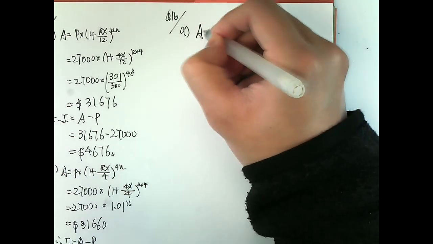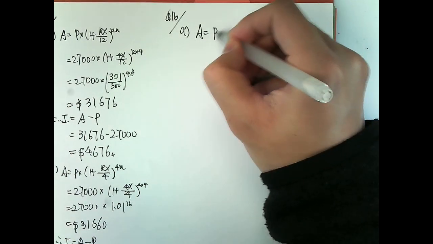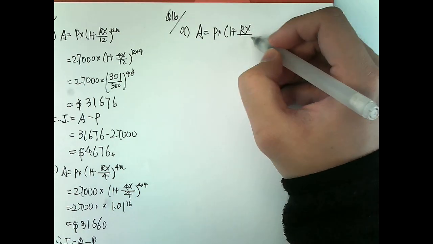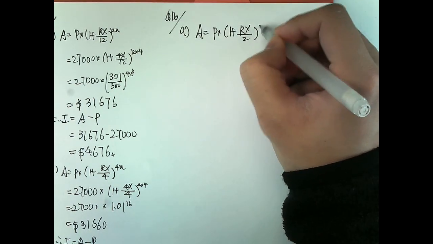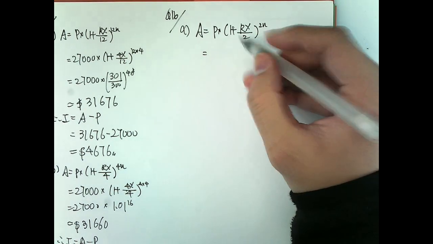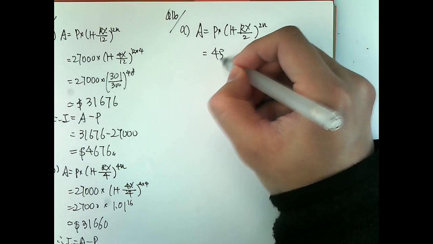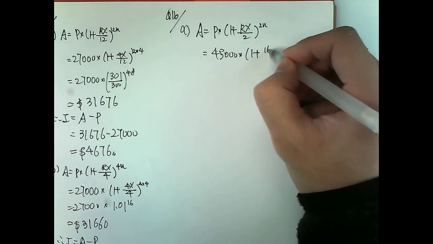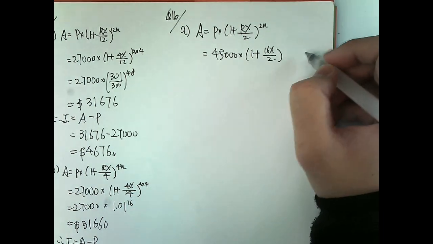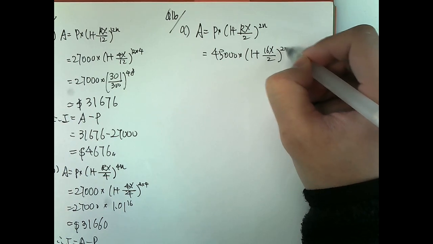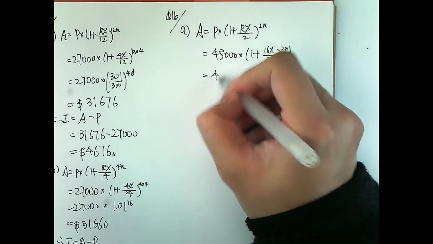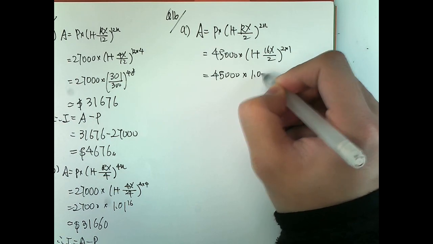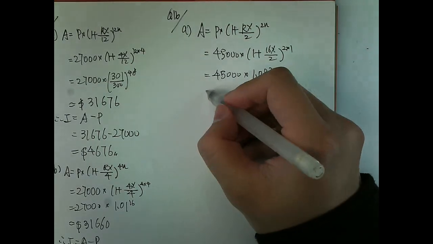So always you calculate the A. A equals P times 1 plus R percent, because half yearly, so divided by 2, to the power 2n. So the P is 45,000 times 1 plus 16% divided by 2, to the power 2 times 1. Understand? Times this should be 1.08 to the power 2. Then go to your calculator.